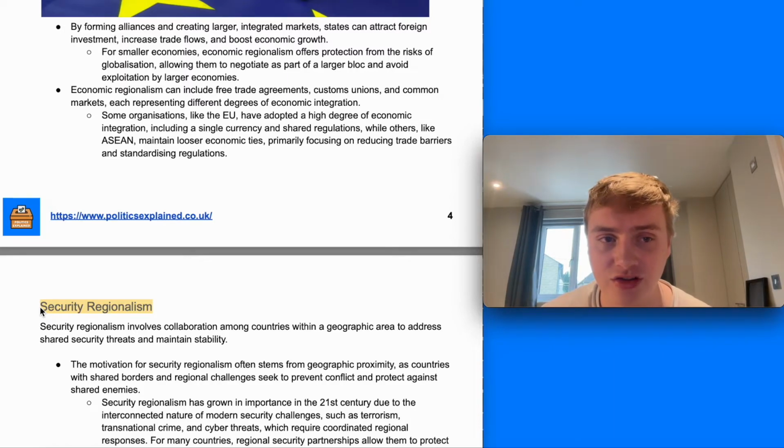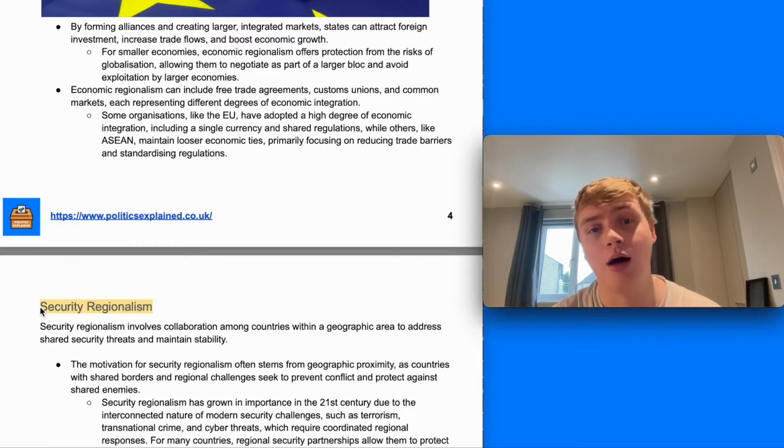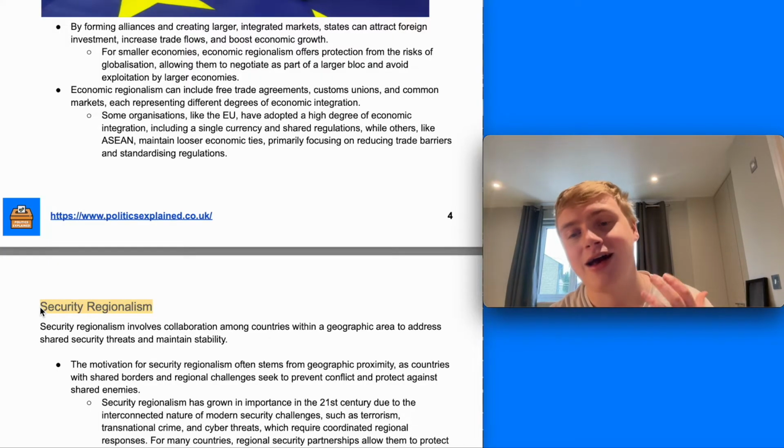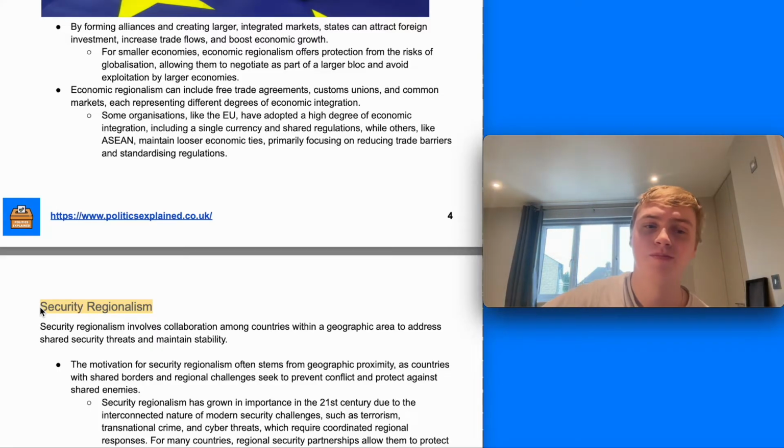So economic regionalism can include free trade agreements, customs unions, and common markets, each representing a different degree of economic integration. Some organisations like the EU have adopted a high degree of economic integration, including a single currency, the euro, that's shared between a lot of EU countries and shared regulations, whilst others like ASEAN maintain looser ties, primarily focusing on reducing trade barriers, standardising regulations, and acting together in trade negotiations.